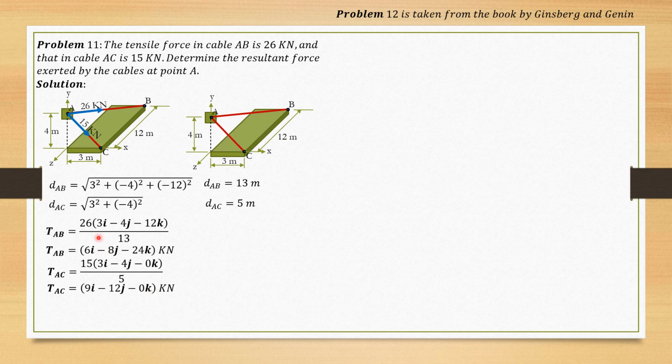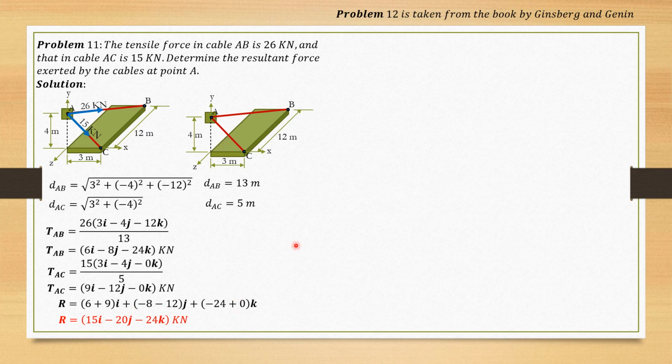So combining like components, 6 plus 9 i, plus negative 8 minus 12 j, then plus negative 24 minus 0 or plus 0 k. So therefore the resultant in vector form is 15i minus 20j minus 24k kilonewtons.